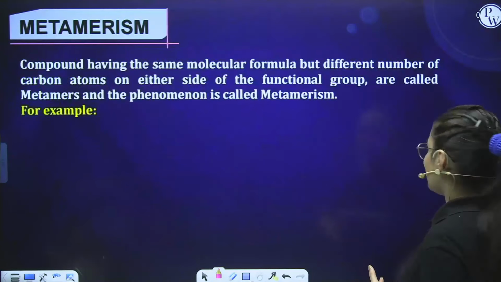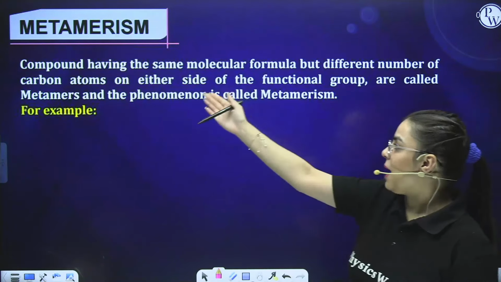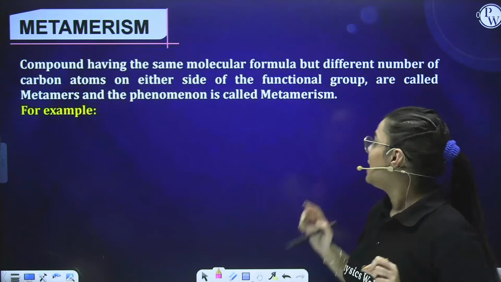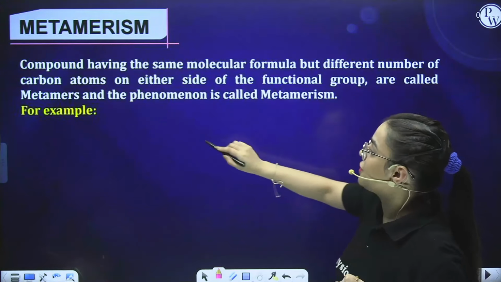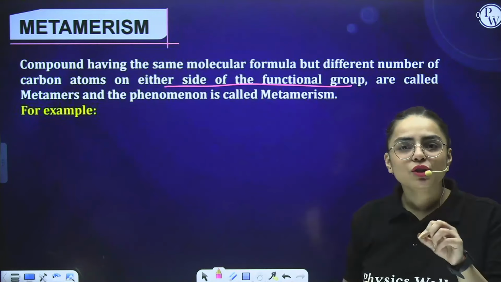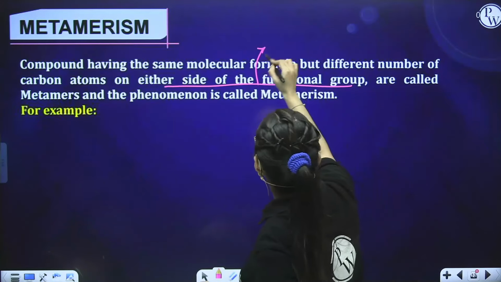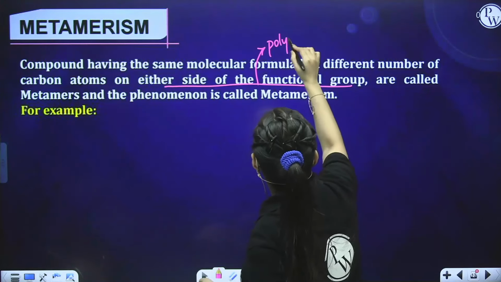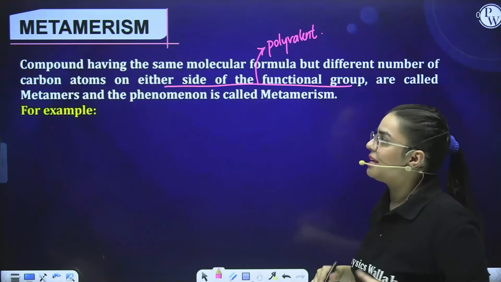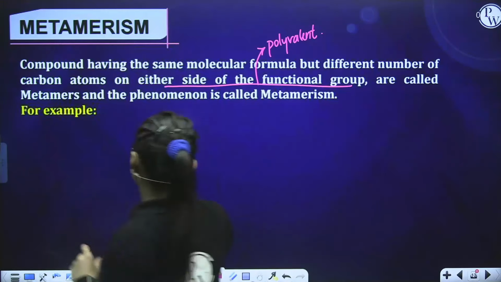Now let us see the next kind, that is metamerism, students. What do you mean by metamerism? Compounds having same molecular formula, but different number of carbon atoms on either side of the functional group, or I would say polyvalent functional group, are known as metamers and the phenomenon is known as metamerism. To clarify it, let us see one example.